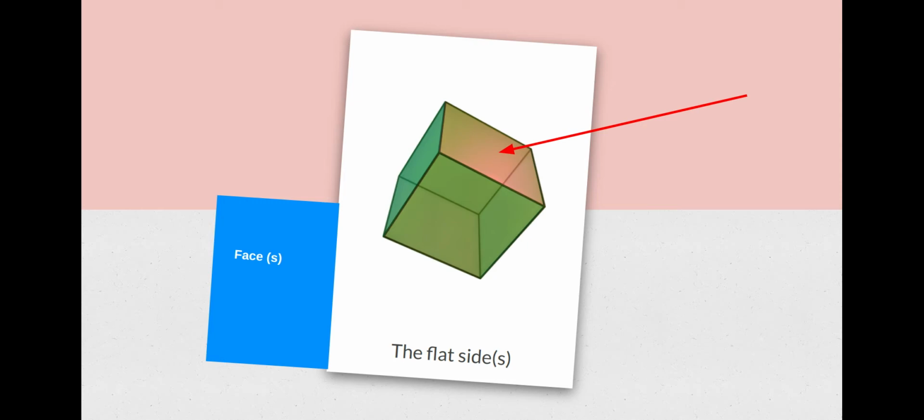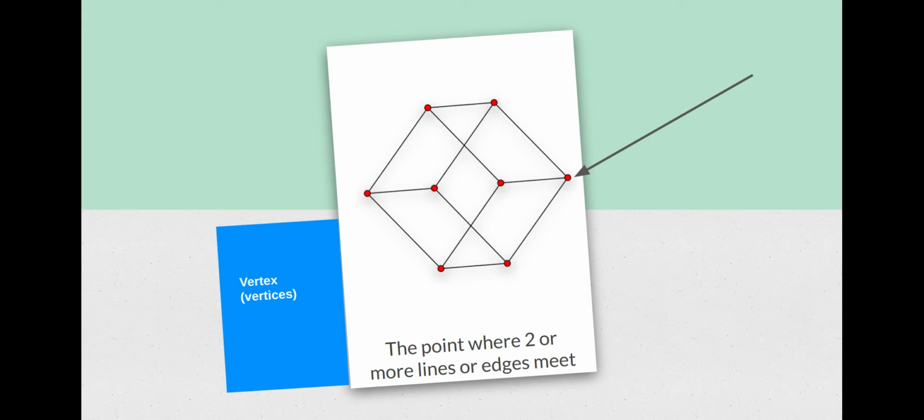One thing that a three-dimensional shape has is a face. A face is a flat side, and the arrow is pointing to one of the faces of this cube. They also have vertex or vertices. That's a point where two or more lines or edges meet. So there's an arrow pointing to a vertex, which you can also think of as a corner. Two points are meeting, making a corner of this cube. All the red dots are the vertices of this cube.